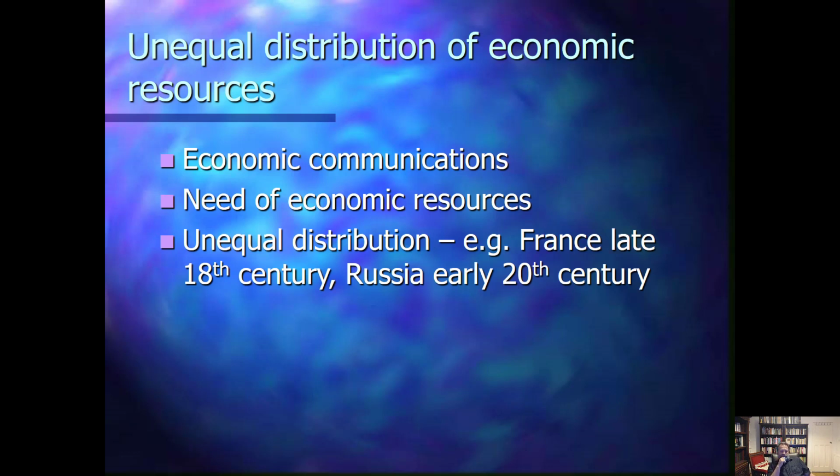Now let's have a look at another example. And this is the distribution of economic resources within the society. So economic resources, money, housing, jobs, are needed for everybody in order to have a satisfying and enjoyable life. So clearly, these are not distributed equally across society, practically in every society.